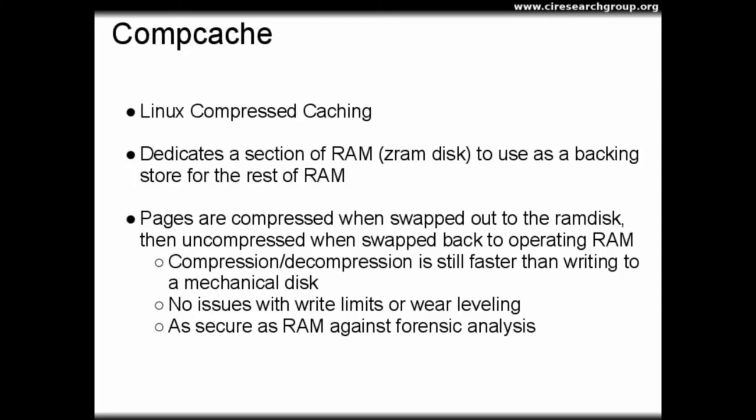Whenever a page needs to be swapped in from the backing store, the page is read from the ZRAM disk and decompressed. Although the compression and decompression steps do result in CPU overhead, the comp cache system is still generally faster than using a disk or SSD as a backing store. Furthermore, comp cache is as secure as RAM against forensic analysis, particularly against recovering sensitive information from a system that has been powered off for a period of time.